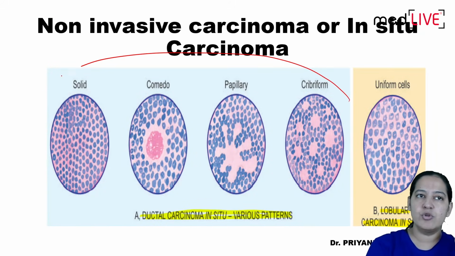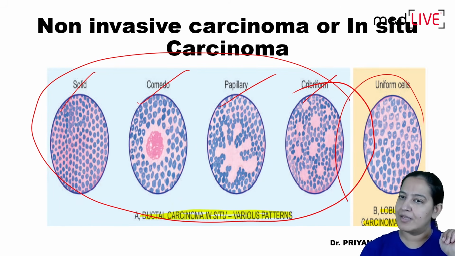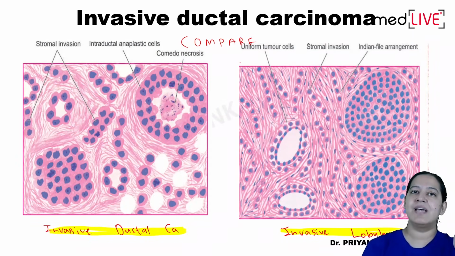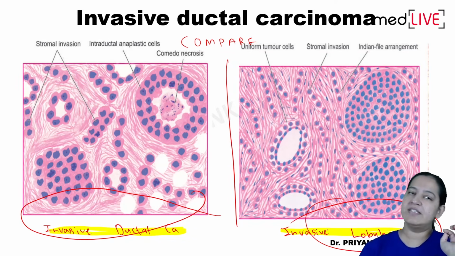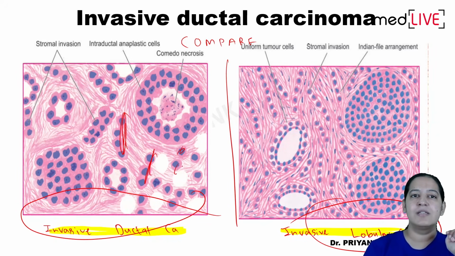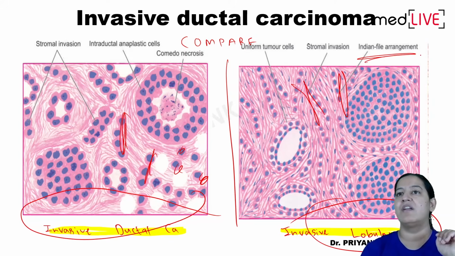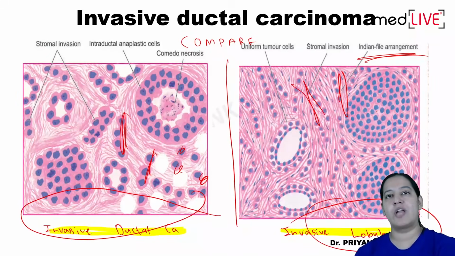So ductal carcinoma in situ is of four types. The four types are in front of you: solid, comedo, papillary, and cribriform. And lobular is only one type, that is solid. You know the differences between them. And these are the diagrams of IDC and ILC. In both of them tumor cells are present in the stroma. But in the first there is no peculiar pattern. In the second there is a peculiar pattern known as Indian file pattern. So that was all about these four types of tumors.